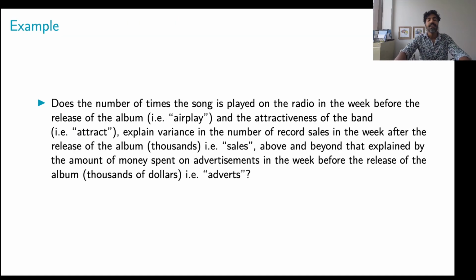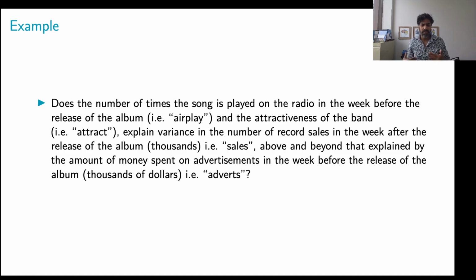So here's an example. Does the number of times a song is played on the radio in the week before the release of the album and the attractiveness of the band explain the variance in the number of record sales in the week after the release of the album, i.e. sales, above and beyond that explained by the amount of money spent on advertisements in the week before the release of the album? So I'm asking the question, in Model 1, we're putting money into advertising to see the effects on the number of sales.